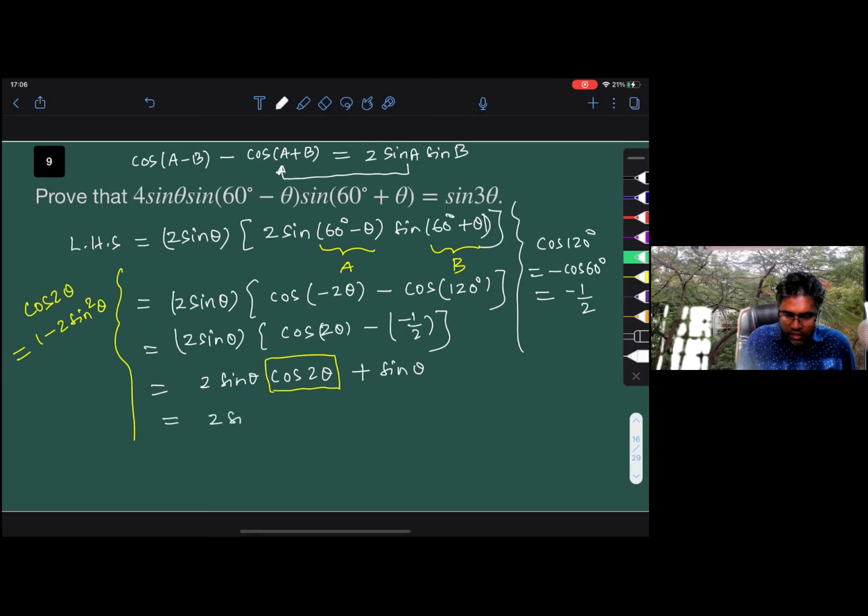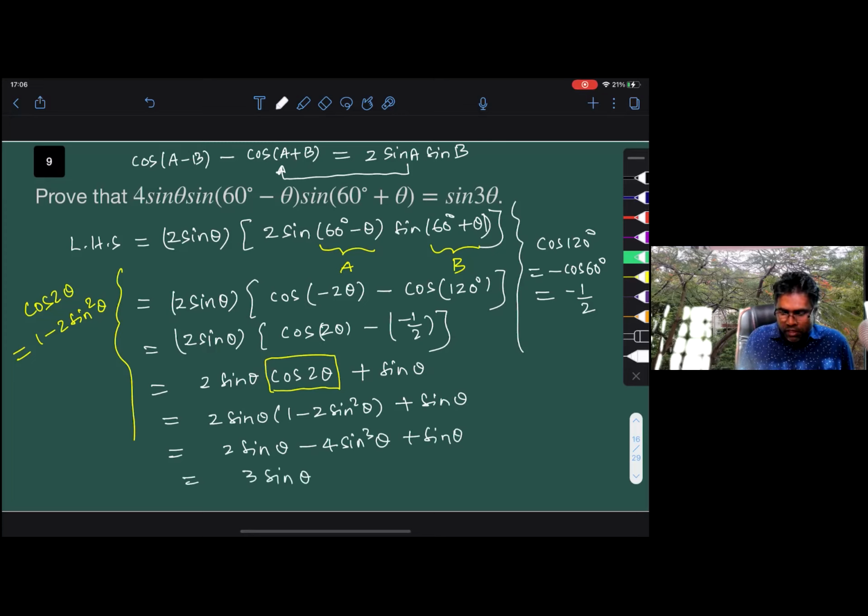So you get 2 sin theta times 1 minus 2 sine square theta, plus sine theta. Now open this up. So 2 sine theta minus 4 sine cube theta plus sine theta. Now, if you bring them together, 3 sine theta minus 4 sine cube theta. If you remember our last discussion, we saw that this is actually sine 3 theta. Sorry, sine 3 theta, not 3 sine theta. Sine 3 theta.